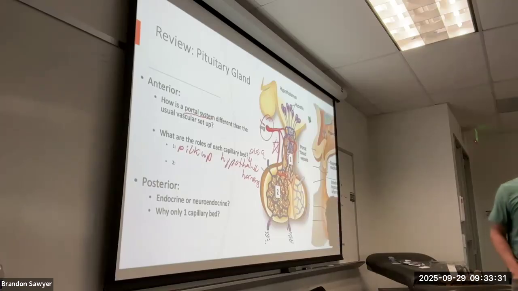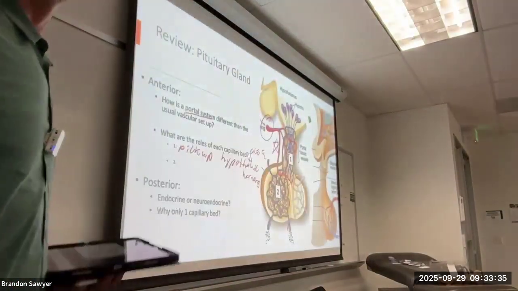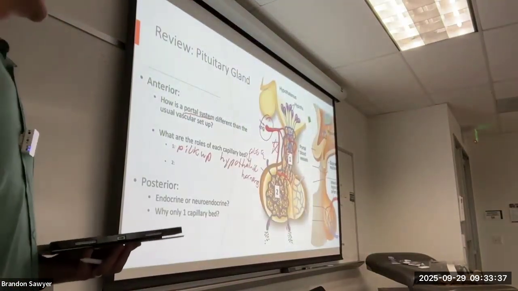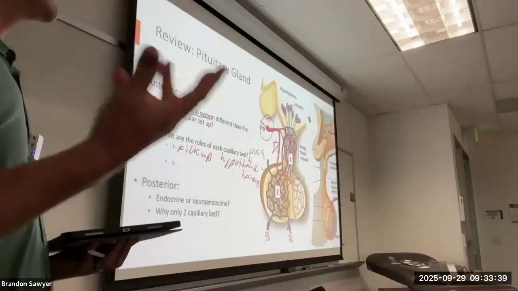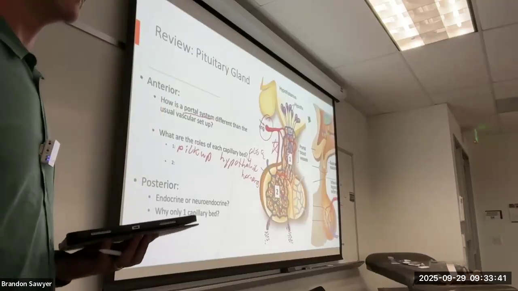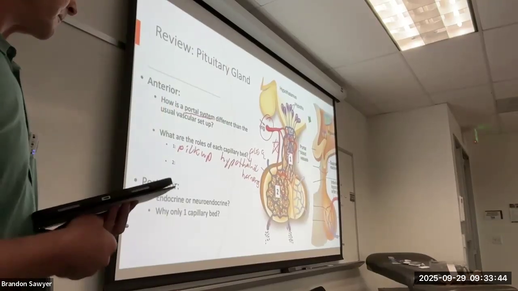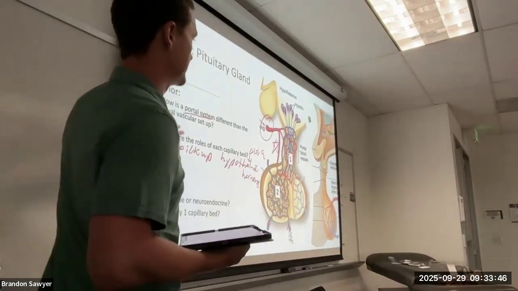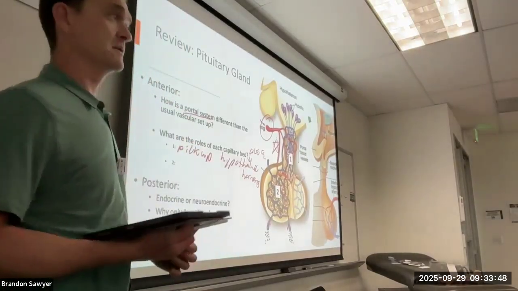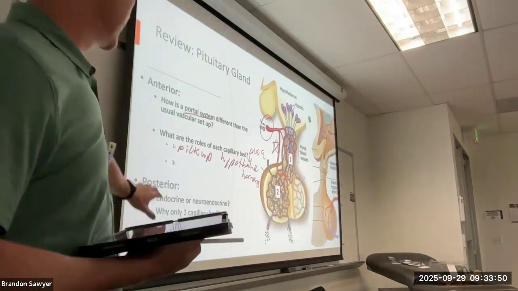Okay, we'll talk about a portal system in the digestive tract coming up soon too, right? That's also where we have two capillary beds. The second one is about delivering nutrients to the liver, right? So, okay, questions on that part? What's going on there? Okay.